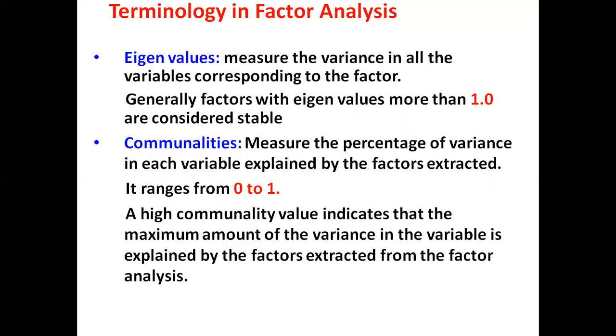And communalities, of course, measure the percentage of variance of how a variable can be explained by the factors extracted, and the range is 0 to 1. So usually we will prefer more than 0.5. A high communality value indicates the maximum amount of the variable is explained by the factors extracted from the factor analysis. Fine. This is about the communalities, right?